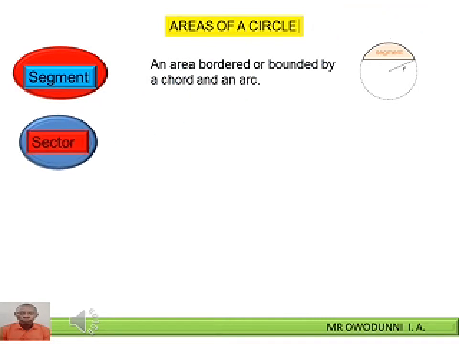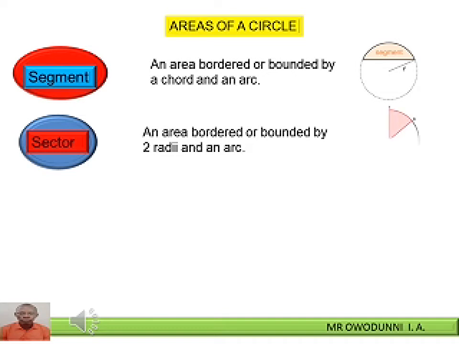Sector. It is an area that is bordered or bounded by two radii and an arc. Please note that radii is the plural of radius. You have one radius, and when it is two, you have two radii. As you can see, that space in between the two radii and an arc is your sector.